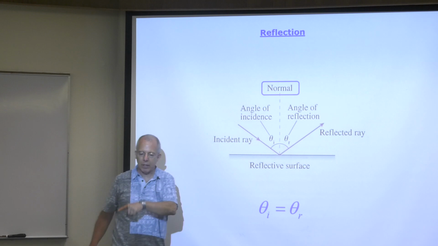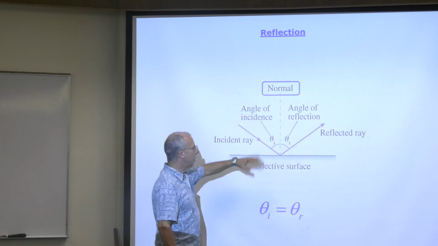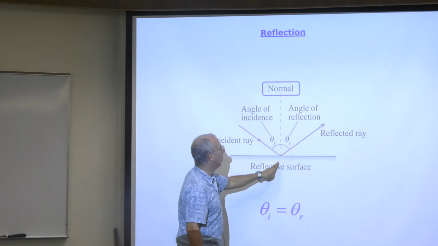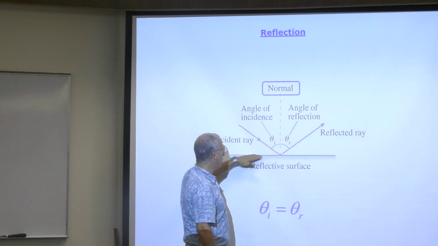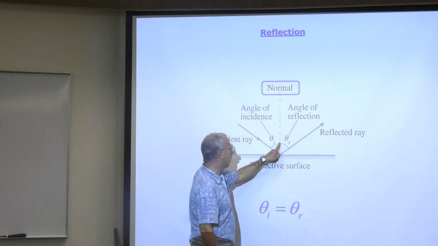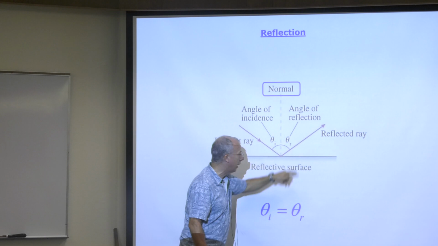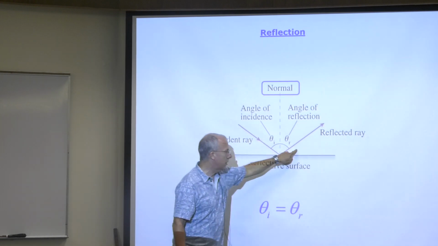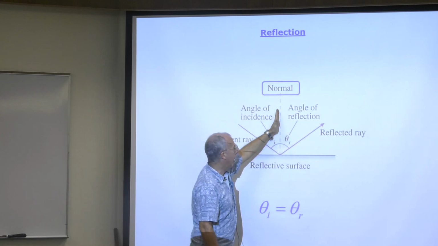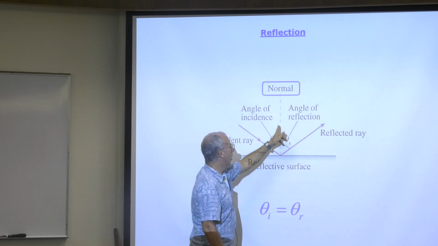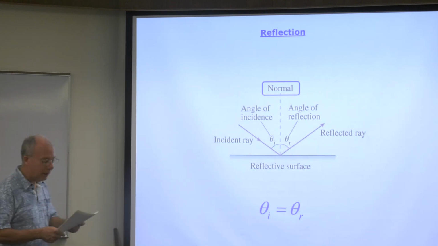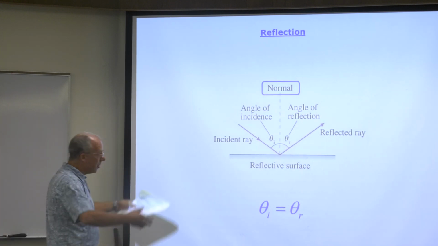Now, here's something you have to understand. Whenever we talk about these angles, we talk about the angles relative to the normal. So here's the surface, here's the normal. This is the angle we're talking about. These are the angles we're talking about. We're not talking about this and this. Obviously, this is equal to this. That's true, but I don't care. You'll see later on, we're always going to talk about the angles relative to this normal. That's the law of reflection. Theta incident equals theta reflected. That's it. Isn't that great?